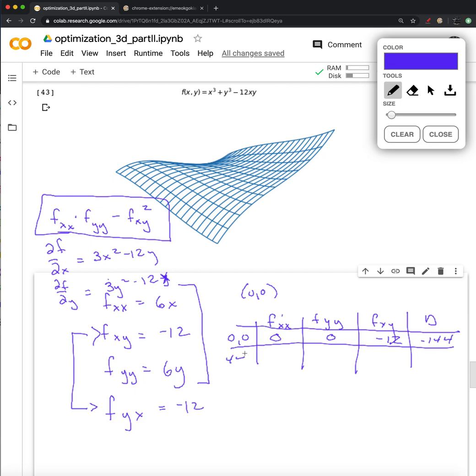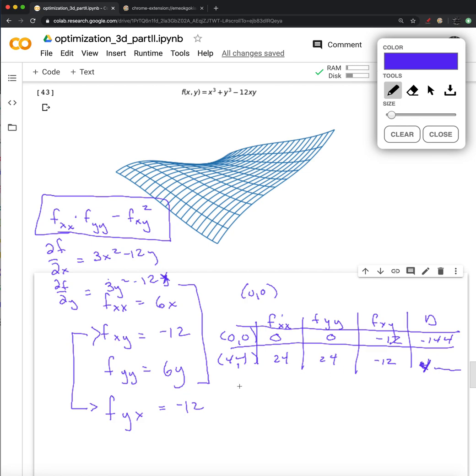And at 4, 4, we substitute in and we say, okay, fxx is 24, fyy is 24, fxy is still going to be negative 12. And for the discriminant, now we've got 24 times 24 minus 144. That's 576 minus 144. I don't know, 400 something. Doesn't really matter. All we're going to have to do is compare this to 0, really.